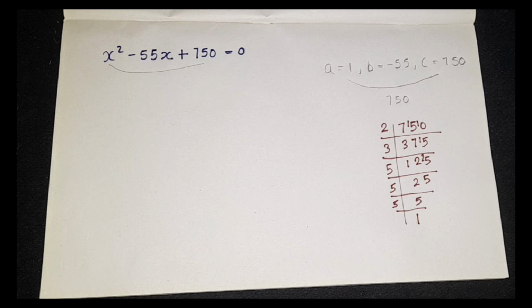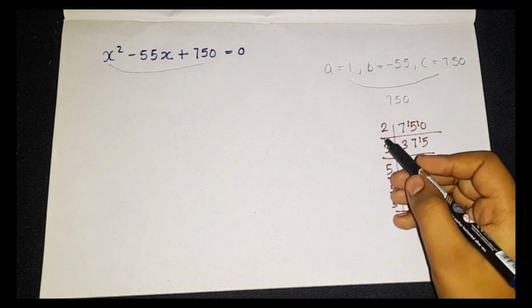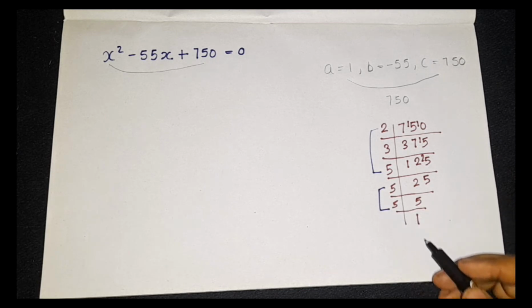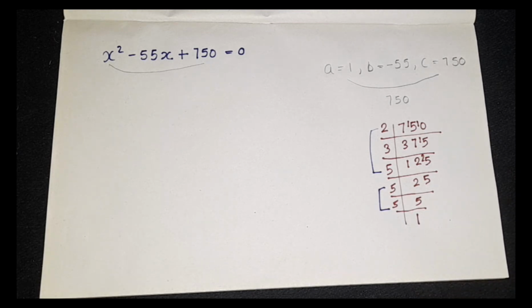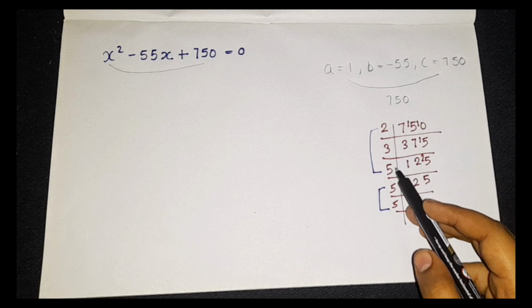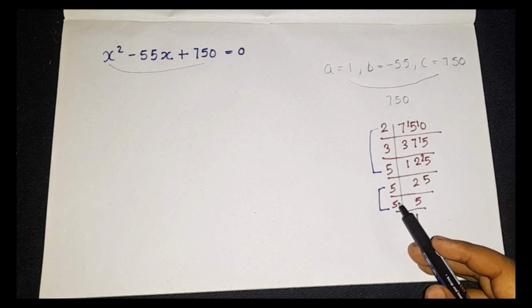So now what we are going to do is multiply 2 into 3 into 5, and we are going to multiply 5 into 5. We are supposed to do it like this, then only we can find the factors of 750. Of course we just found the factors of 750, but here one more thing we are supposed to do. Am I right?